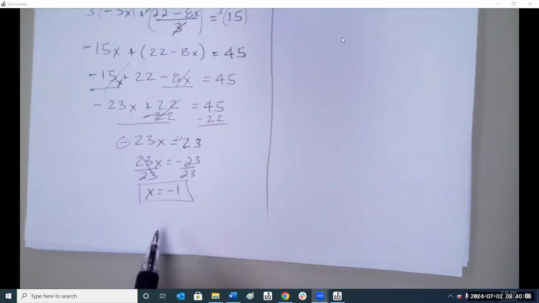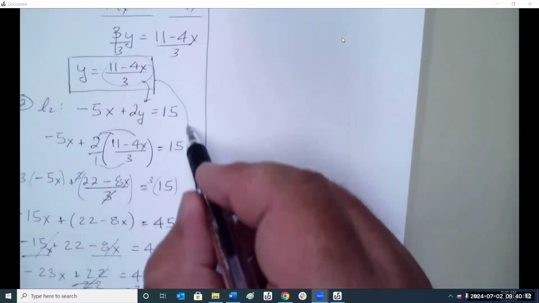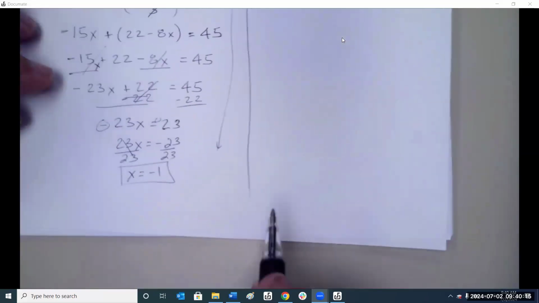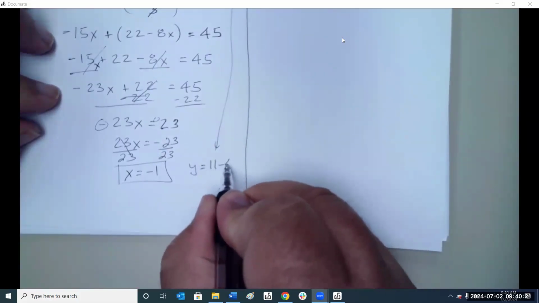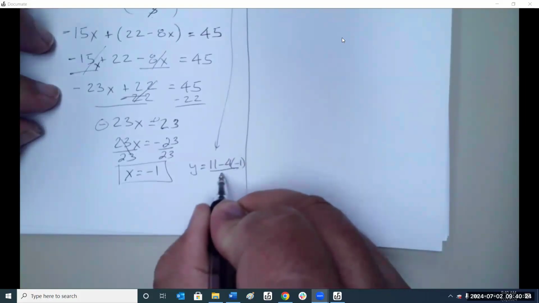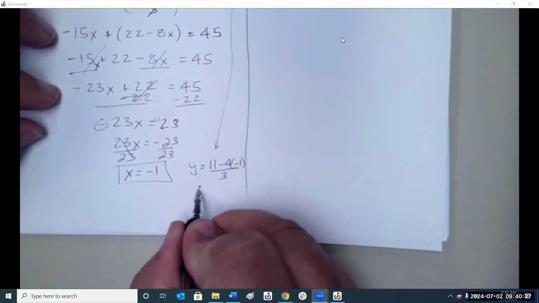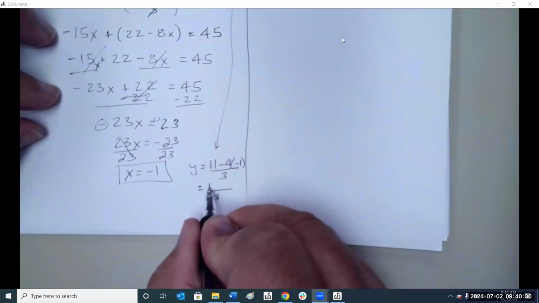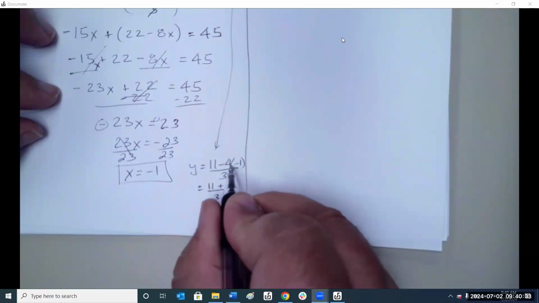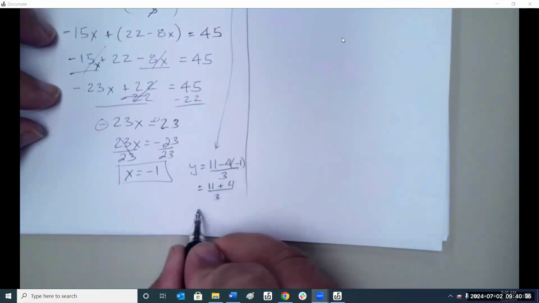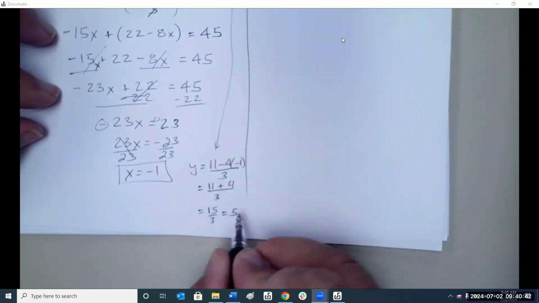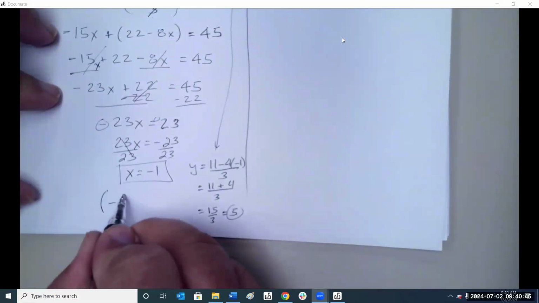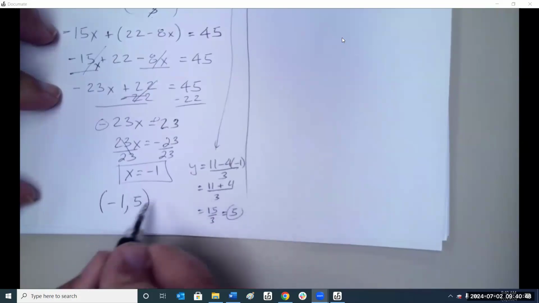What do we do with that? Plug this one way back up here. So this comes all the way down here. So y is equal to 11 minus 4 times negative 1, over 3. Negative negative is a positive. 4 times 1 is 4. 11 plus 4 is 15. 15 divided by 3 is 5. So my point of intersection was negative 1, 5.